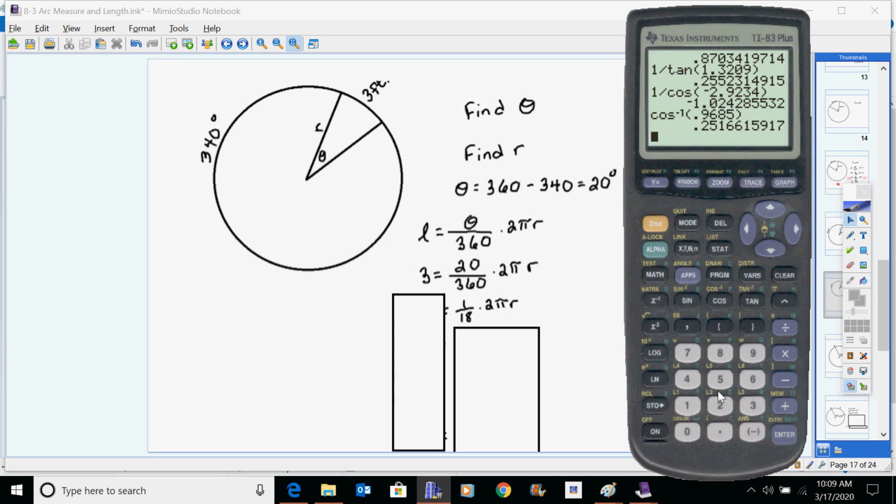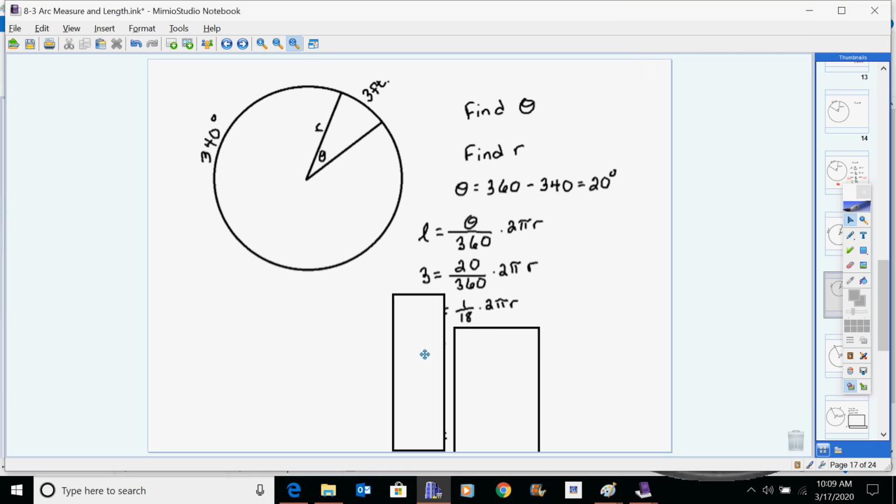You can take 20 divided by 360 and then use your math frac button. If for whatever reason you do not have your TI-83 and you're using your regular normal calculator, you could keep the 0.0555 and just do an approximate value.